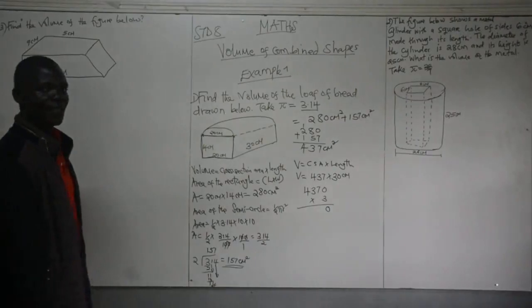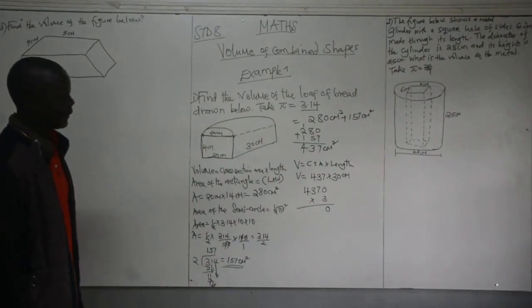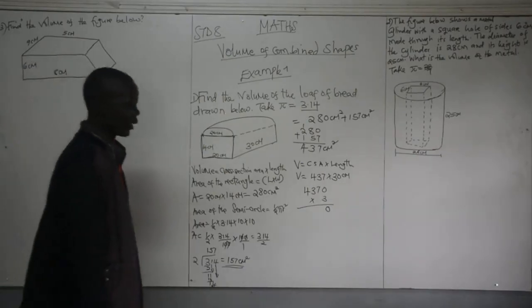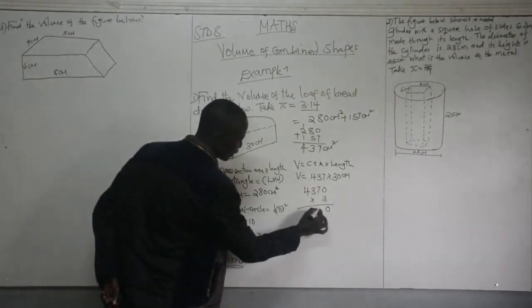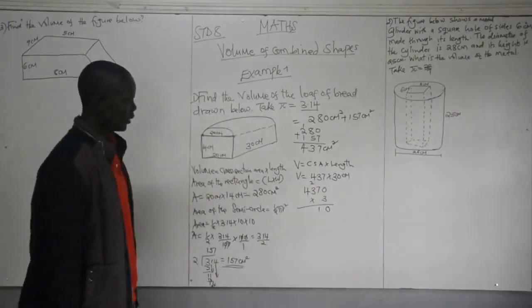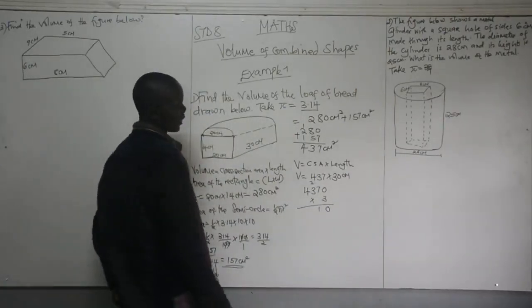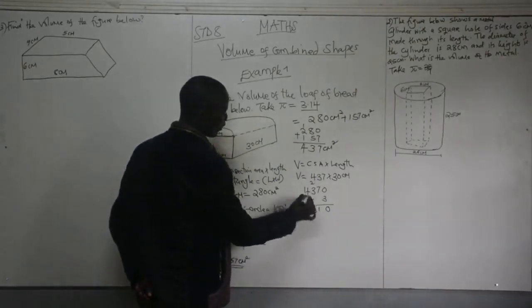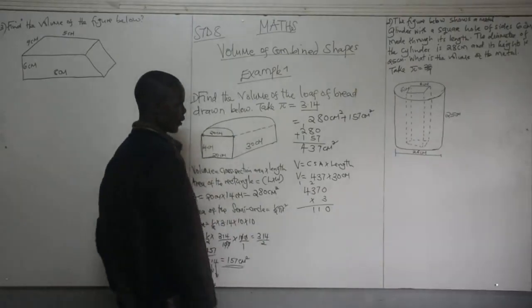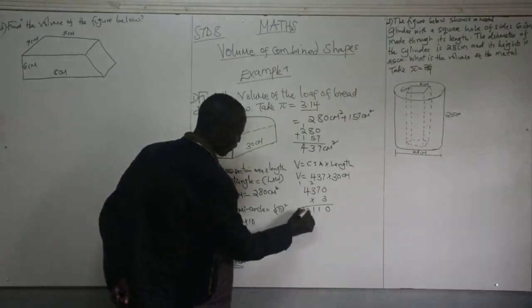Then 7 times 3, we get what? 21. 21, we write 1, carry 2. Then 3 times 3 gives us 9, plus 2 is 11. Again we write 1, we carry 1. Then lastly is 4 times 3 to give us 12, plus 1 we get 13.